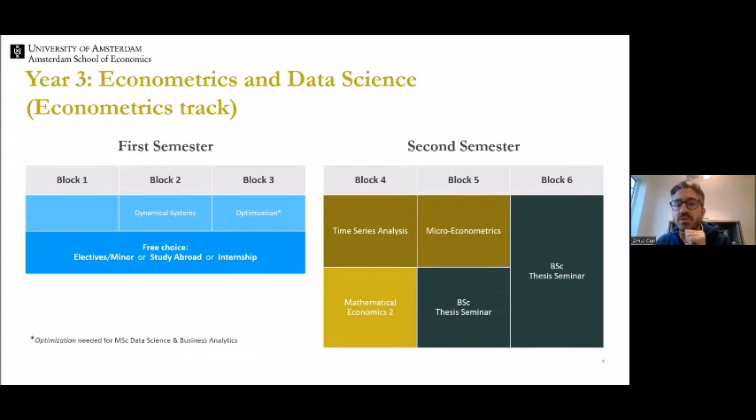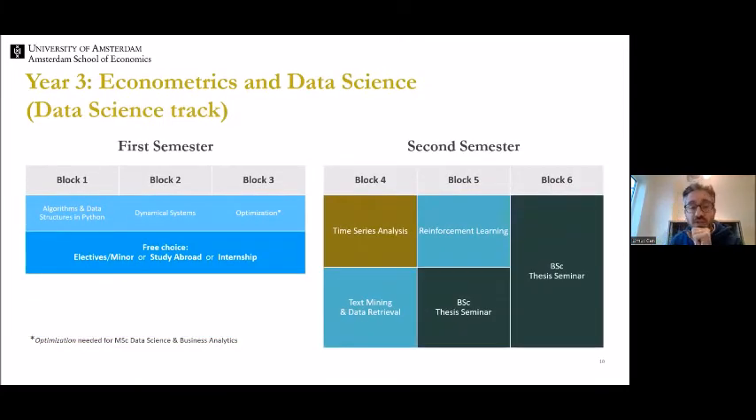In the second semester, if you go with the econometrics track, these are the courses that you will take: time series analysis, mathematical economics 2, and microeconometrics. And after that, you take your bachelor thesis seminar, during which you will be writing your bachelor's thesis, and that will take you to the end of your program. This is what the econometrics track looks like.